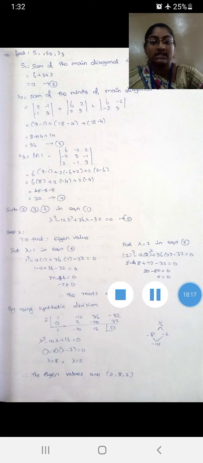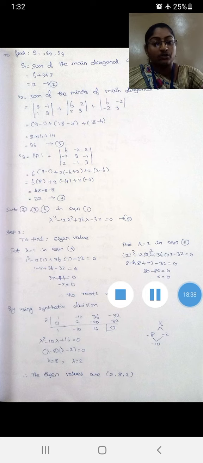So mark s1 as the second equation, s2 as the third equation, and s3 as the fourth equation. Substitute all the values in my first equation. So I get the characteristic equation as lambda cube minus 12 lambda square plus 36 lambda minus 32 equal to 0. Mark this as the fifth equation. Hence we find the characteristic equation.